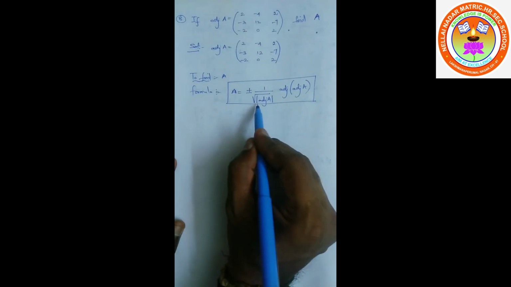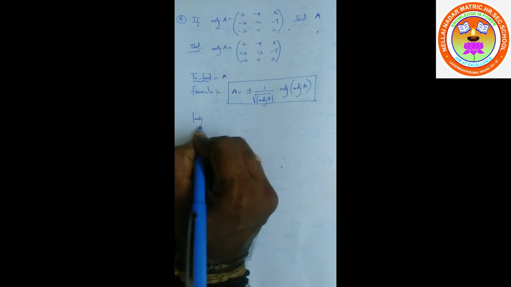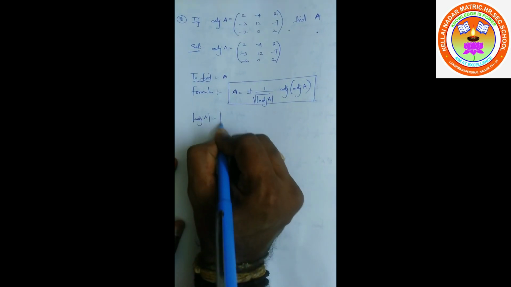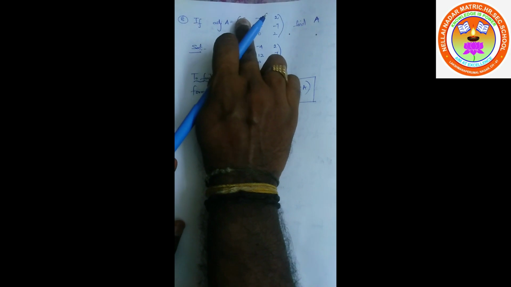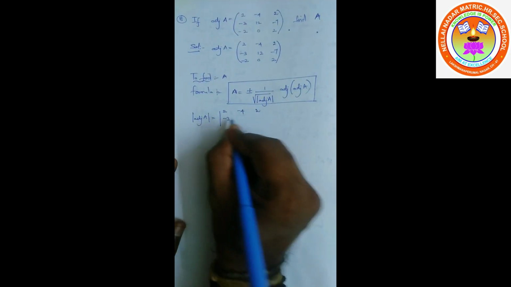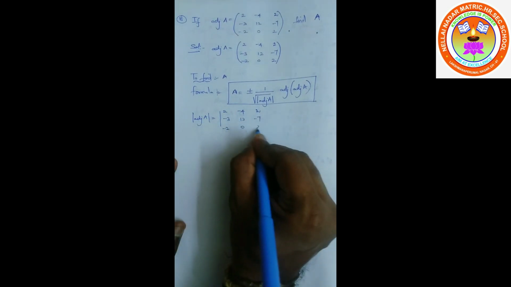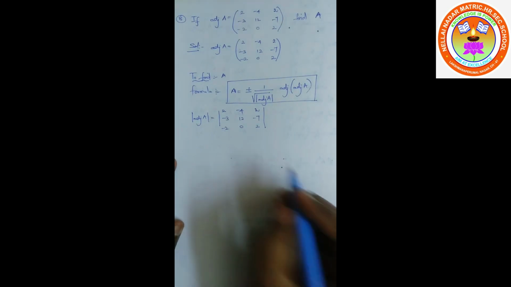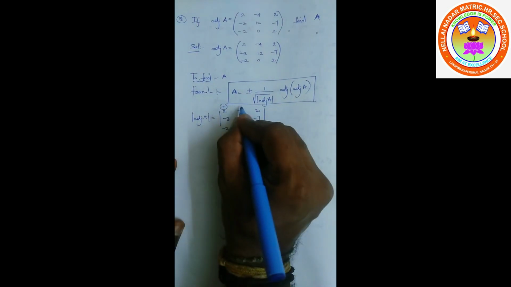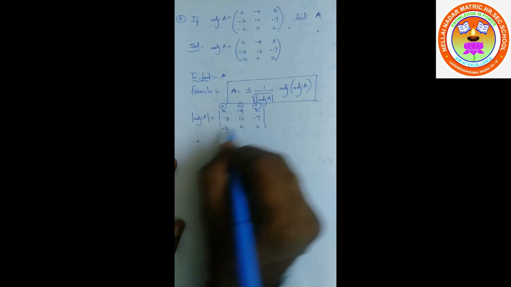So first I need to find the determinant of adjoint of A. This is adjoint of A. So determinant of adjoint of A is [2, -4, 2; -3, 12, -7; -2, 0, 2]. This is the determinant. This is plus, this will become minus, this will become plus. You need to expand along R1.